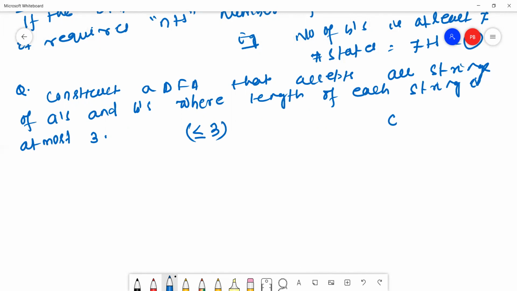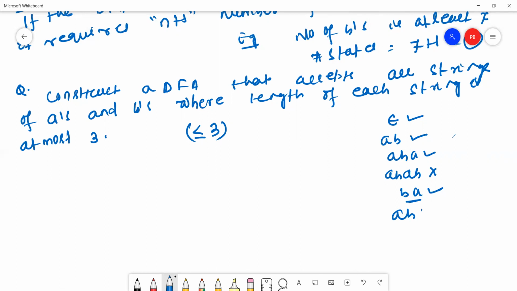Suppose epsilon, it is a valid string because the length of the string is 0. Suppose AB, it is valid because the length is 2, less or equal to 3. ABA is a valid string because the length is equal to 3. ABAB is an invalid string because the length is greater than 3. Suppose BA, it is a valid string because the length is less or equal 3.